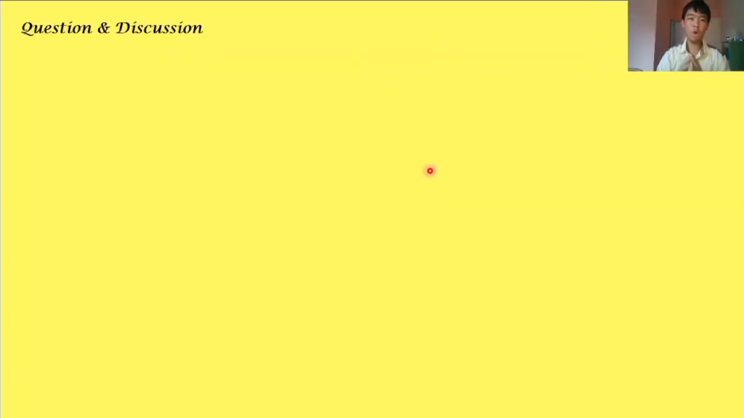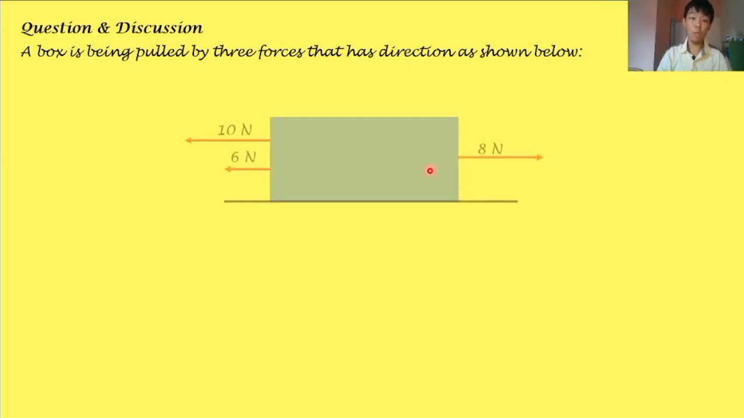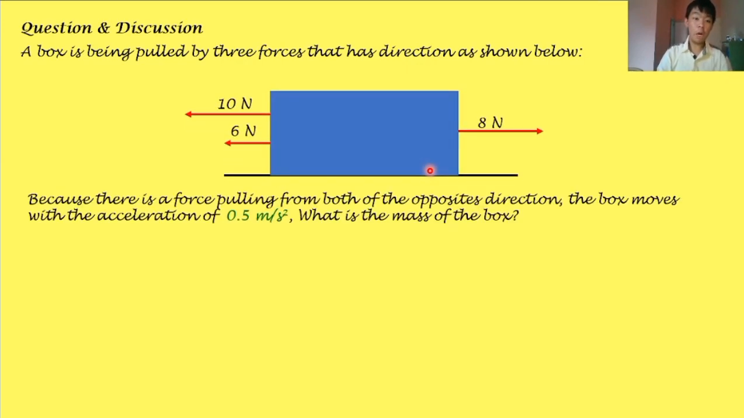Questions and discussion are the problem that we will be solving in this video. Let's say a box is being pulled by three forces that have directions as shown below here, and because there are forces pulling from both opposite directions, two from the left and one from the right, the box moves with an acceleration of 0.5 meter per second squared. Now, what is the mass of the box?